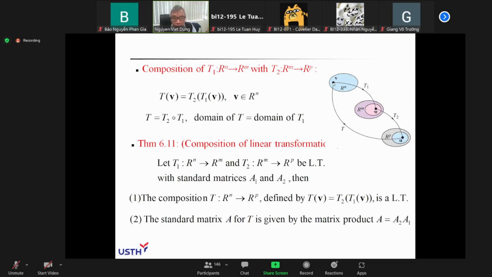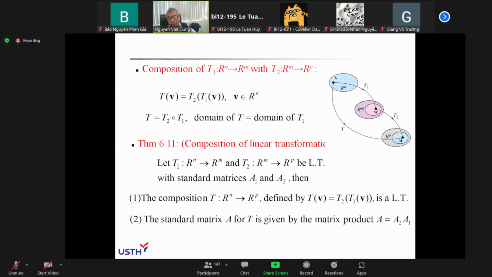Suppose that we are given a vector v inside the domain Rn, the domain of T1. First we use T1 to send it to w, which is in the codomain of T1. But the codomain of T1 is the domain of T2. So then we can use T2 to continue to send w to u here. If you go from v first to w, then to u, first by T1 and then by T2, you get a mapping from here to Z, and it is denoted by T and we call it the composition of T1 and T2.